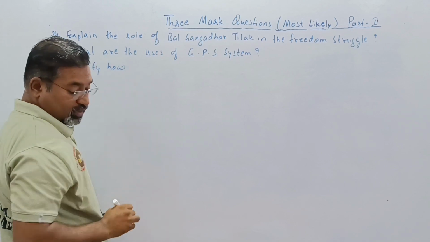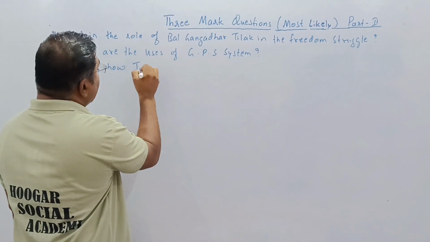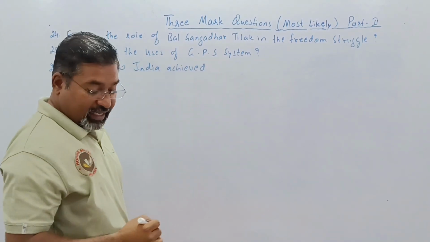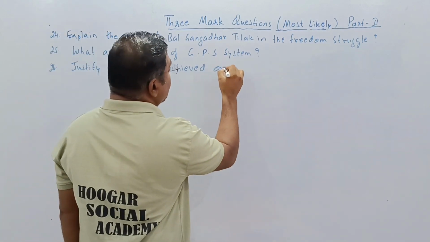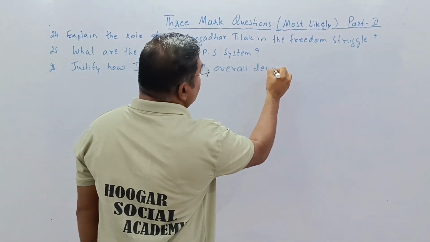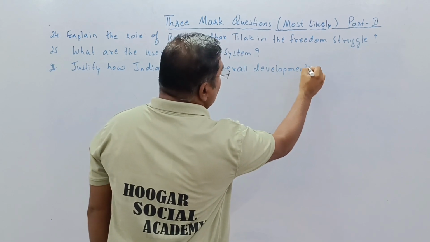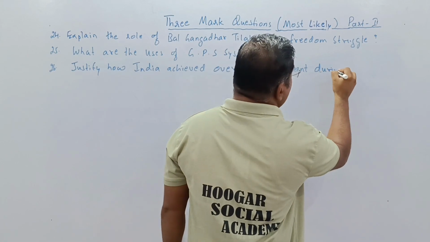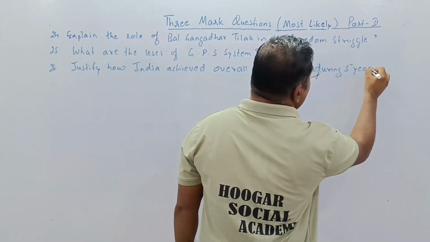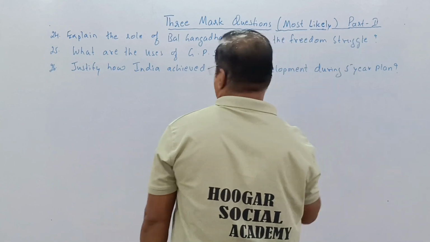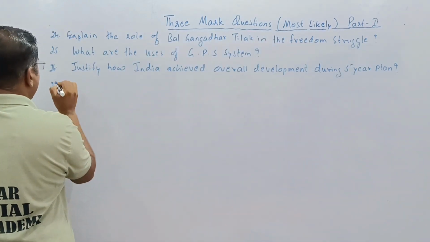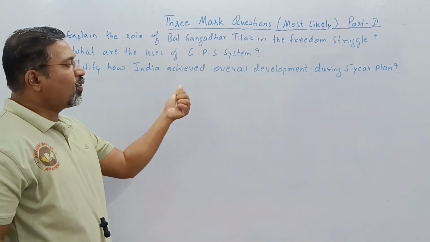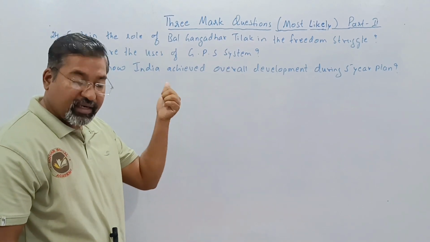Justify how India achieved overall development during the 5 year plan. Okay, justify how India achieved overall development during the 5 year plan.